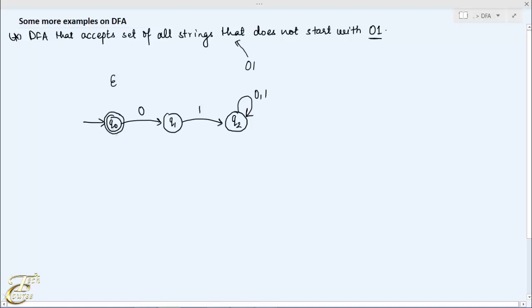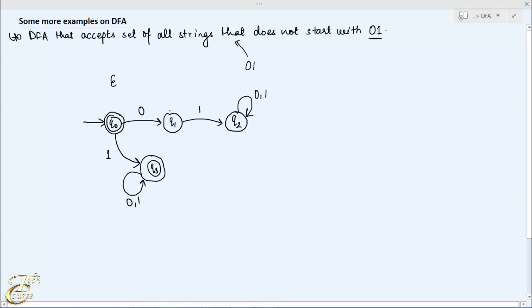Now if the machine reads the symbol 1 from the q0 state, that means the string starts with symbol 1, therefore it should be accepted. That's why here we make another accepting state, q3. Now whatever comes after this 1, that is either 0 or 1, should be accepted since it already starts with 1. So here we make this transition on 0, 1.